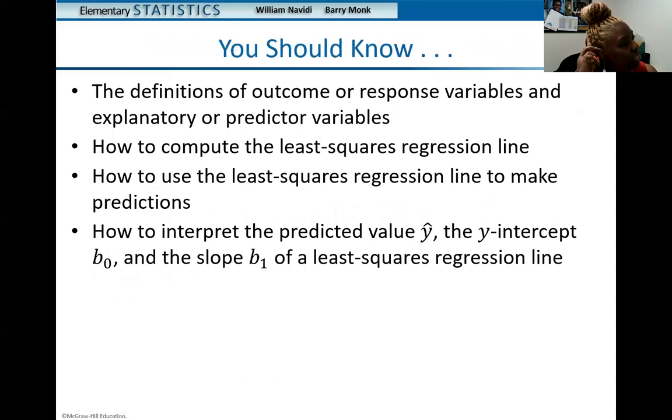So that's the end. I'm going to give you an example because I know the last part got a little intricate. You should know the definition of the outcome or response variable and the explanatory and predictor variables. That'll be a multiple choice question. Which one is which? Remember, X is the predictor, Y is the outcome. How to compute the least square regression line, we'll do that in our calculator. How to use the least square regression line to make predictions, plugging it in and getting out our prediction, and then ultimately how to interpret those 3 things.